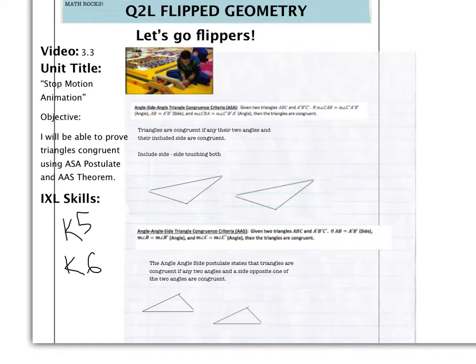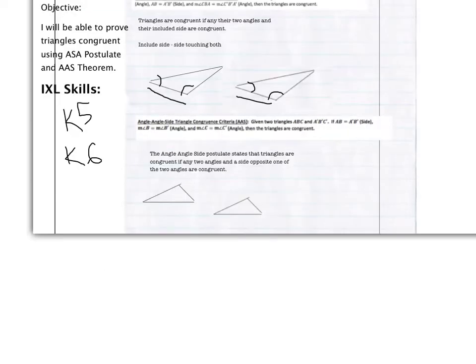So to put that in easier language, triangles are congruent if any two angles and their included side are congruent. An included side just means that if we have an angle and another angle, the included side would be the one in between them. And that means that these two triangles would be congruent. So make sure you wrote that down and have that in a list somewhere of all your theorems that prove triangles are congruent.